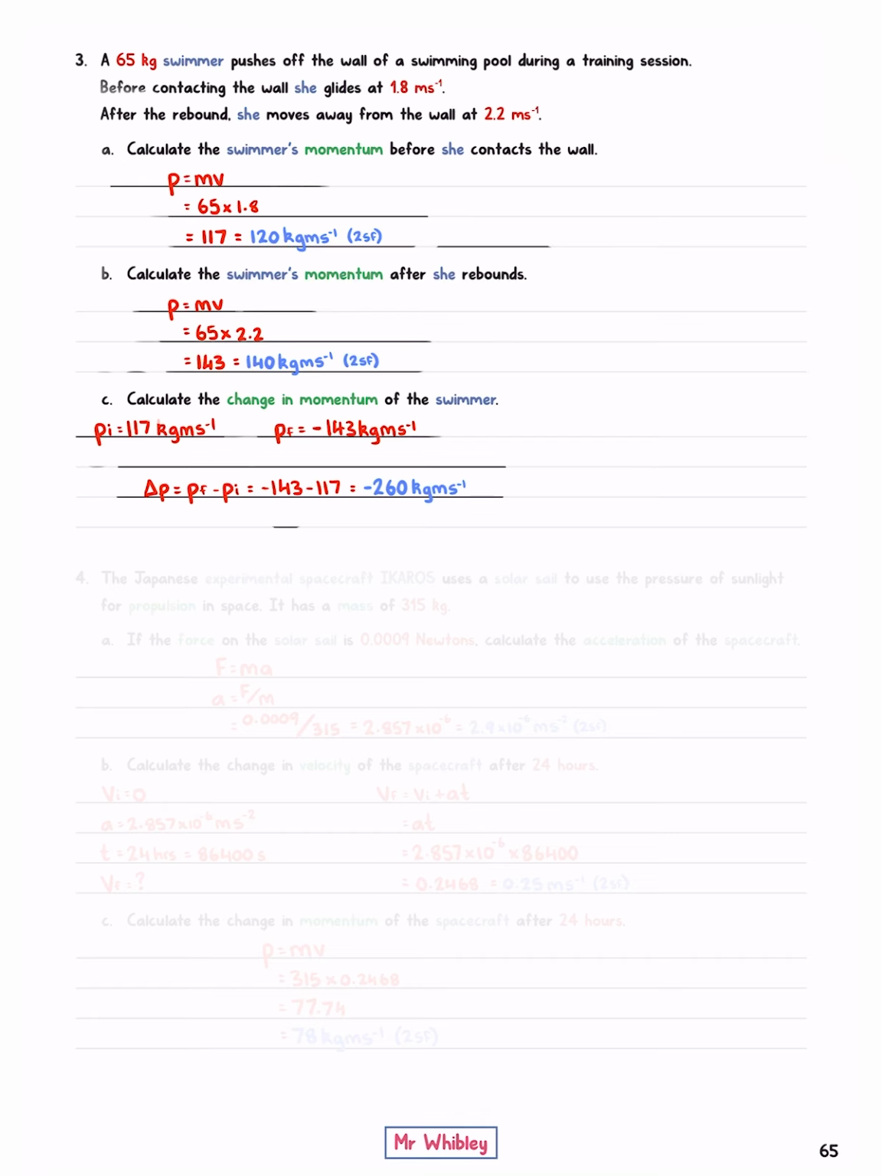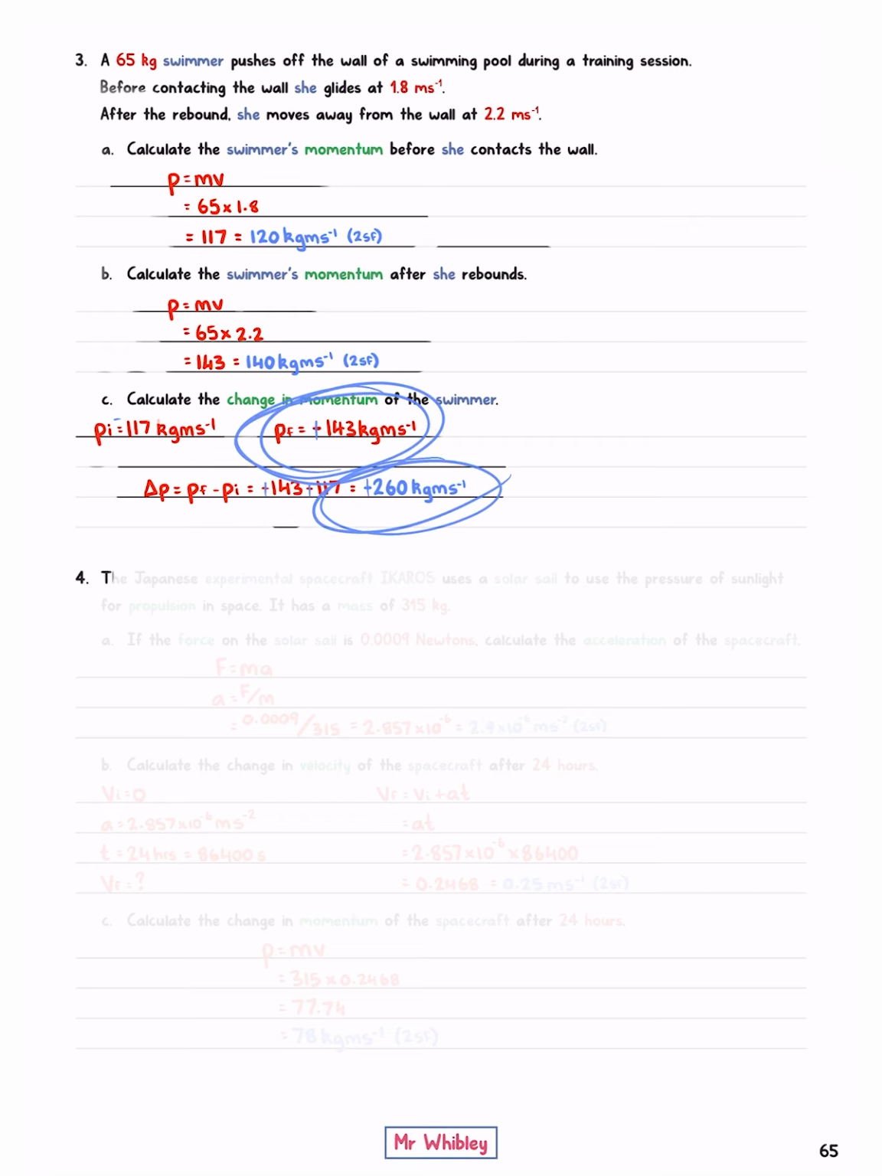Now if I had instead made the final momentum positive and the initial momentum negative, we would have positive 143, and instead of negative 117, we would have positive 117. Our answer, instead of negative 260, would instead be positive 260. Both of these answers are perfectly correct. It just depends on which direction you've chosen to make positive. All this answer tells you is that our change in momentum is in the same direction as our final momentum.